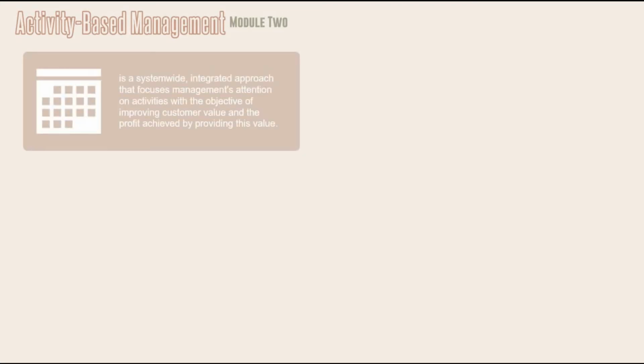First is, what is activity-based management or ABM? ABM is a system-wide, integrated approach that focuses management's attention on activities with the objective of providing customer value and the profit achieved by providing this value. You might be thinking if ABM has something to do with ABC, or are those two similar? Well, ABM is far more comprehensive compared to ABC, and the latter is the main source of information for ABM.